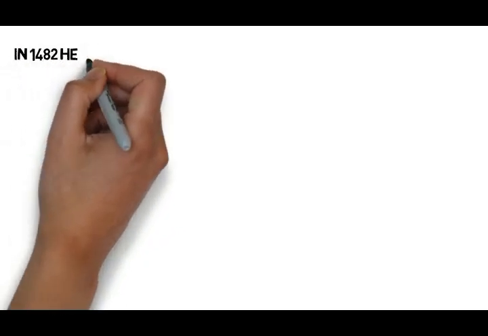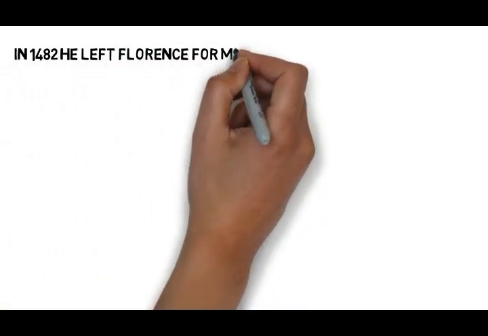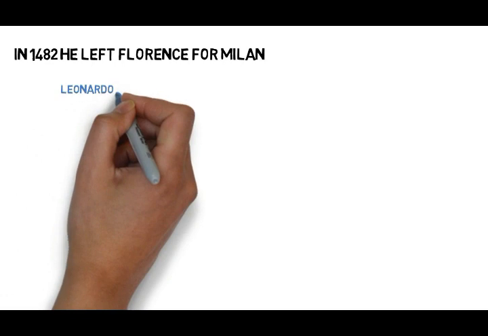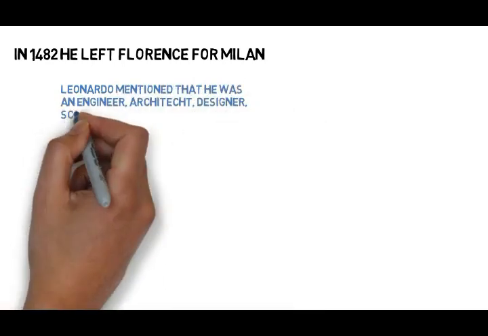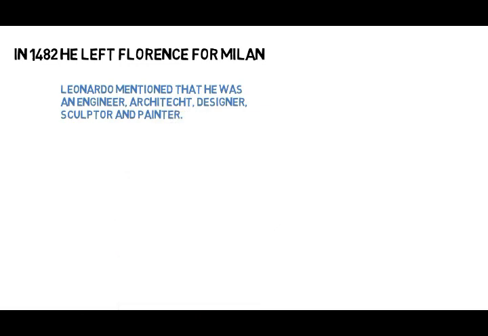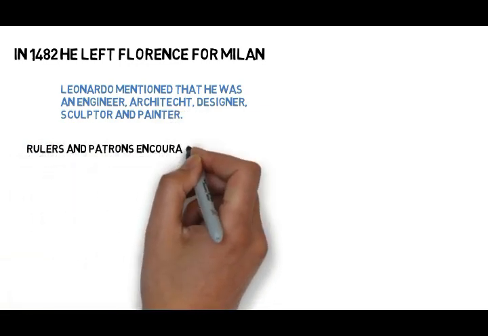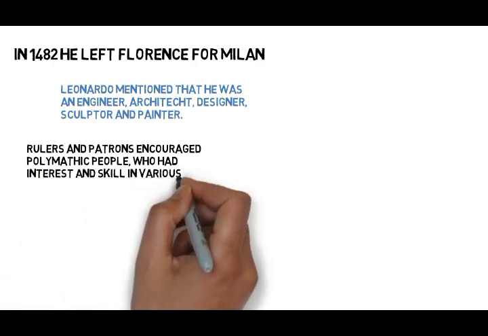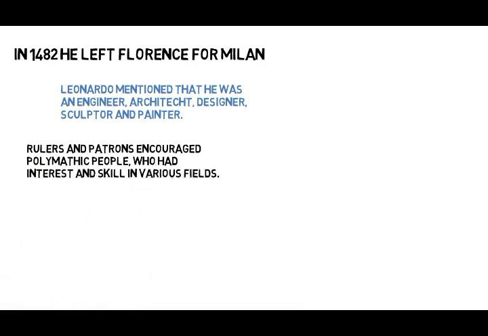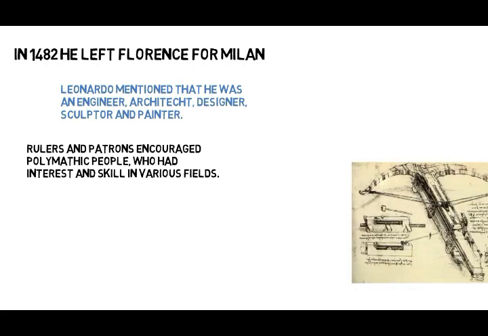In 1482, he left Florence for Milan. There he wrote a job application to the ruler of the place, and in it, Leonardo described that he was an engineer, architect, designer, sculptor, and a painter. During Leonardo's time, the rulers and patrons actually encouraged polymathic people who had interest and skill in several fields, and therefore it benefited Leonardo and civilization a lot.